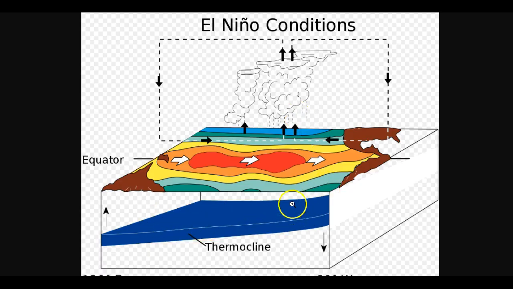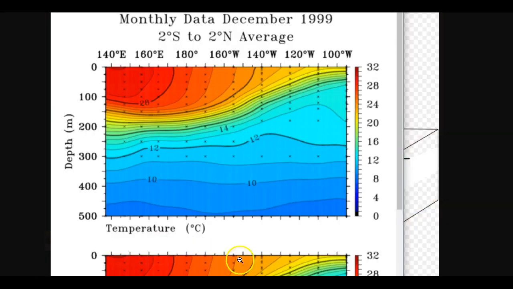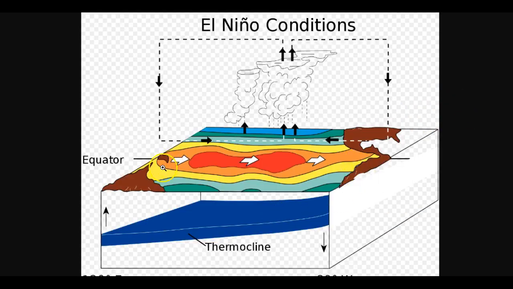And going back to this part, the depth chart, what you're looking at in the depth chart is the surface down to 500 meters. That's what you're looking at when you're looking at this depth chart. You're basically looking at the continent being here and here, and then going from 0 to 500.